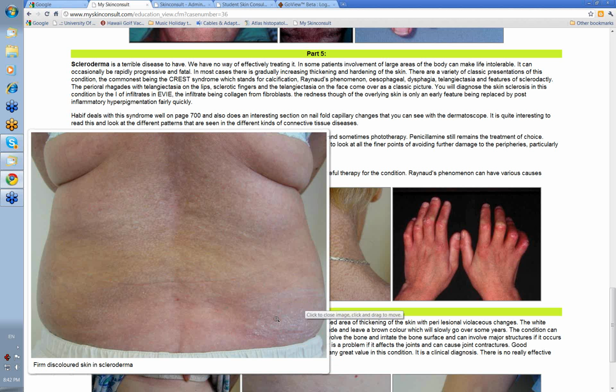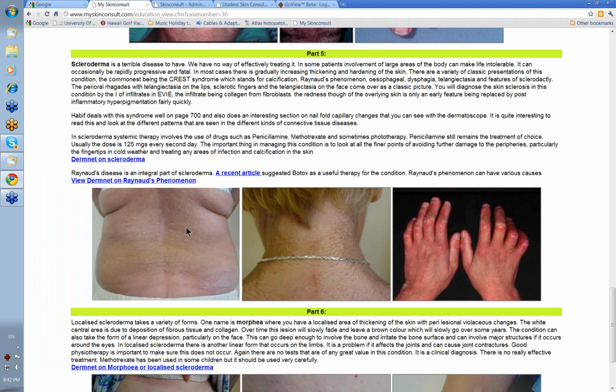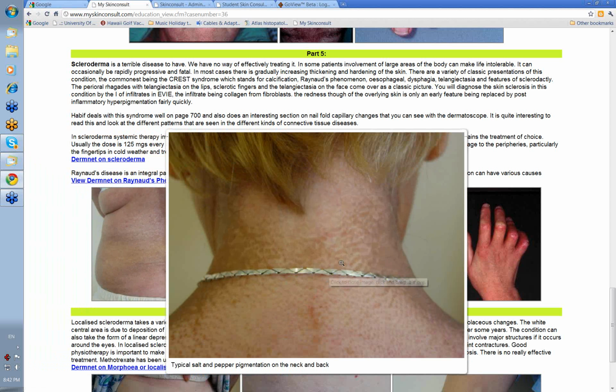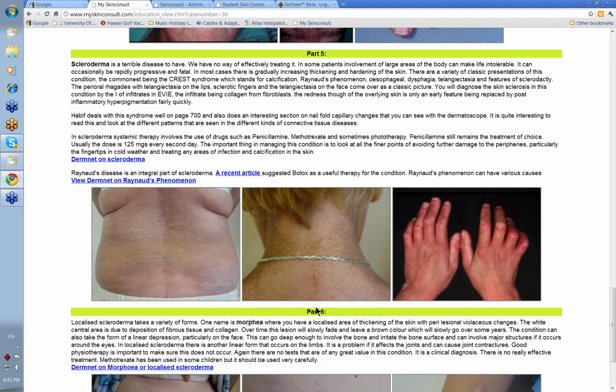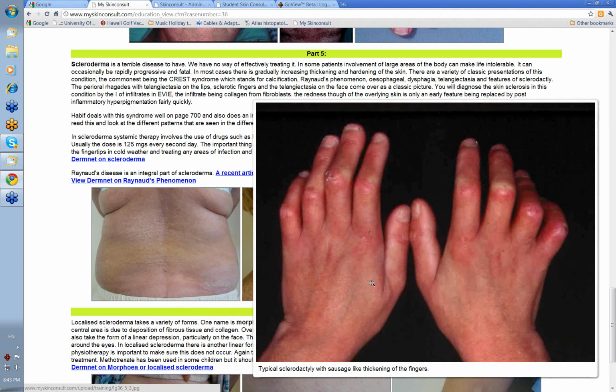The other name that's given to this is morphea. But usually morphea is just a few localized patches rather than a whole generalized area of skin thickening, which is what we've got here in systemic sclerosis. There's a better example of that salt and pepper pigmentation that you'll in fact see in the involved skin in someone with scleroderma.